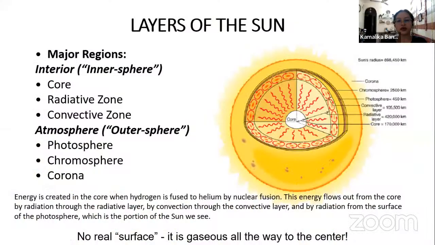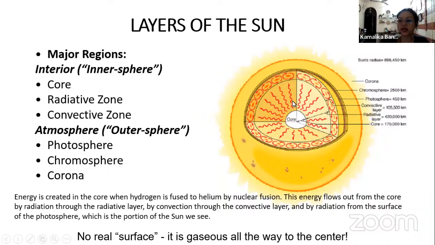So, coming to the layers of the sun. Inside, there's the structure of the sun. Inside there's a core, then a radiative zone and a convective zone. Beyond that comes the atmosphere, which is divided into three layers: the photosphere, chromosphere, and corona.